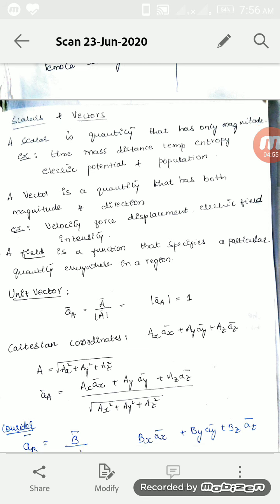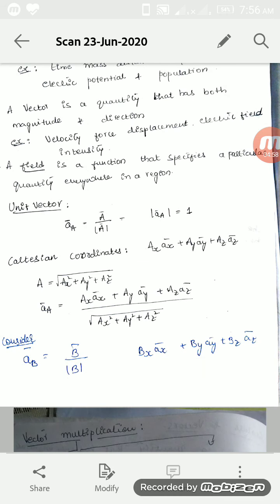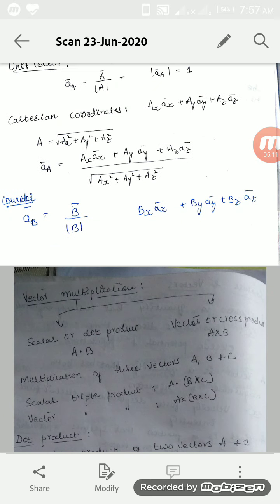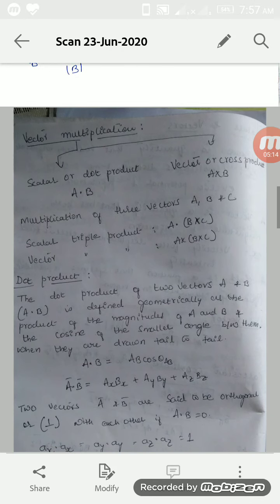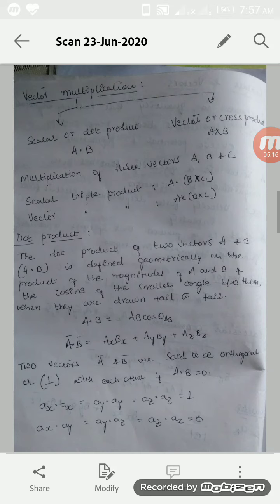So they have given a Cartesian coordinate system where a unit vector is defined, and the unit vector is found by the vector divided by its magnitude, and it is written in lowercase letters, as shown here. After the unit vector you have to know vector multiplication. We have two ways. One is scalar multiplication, which we call the dot product, that is A dot B, and the second one is the vector or cross product, that is A cross B. That is important for vector multiplication.